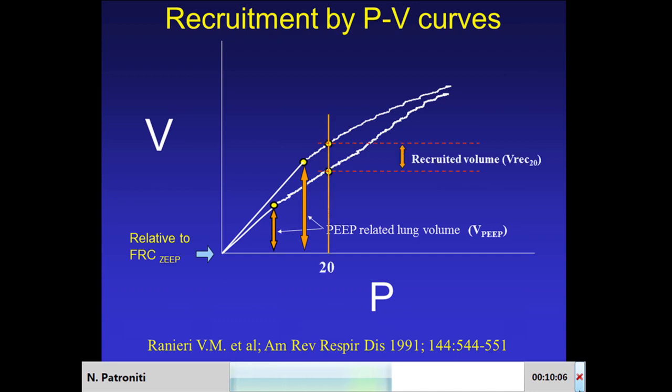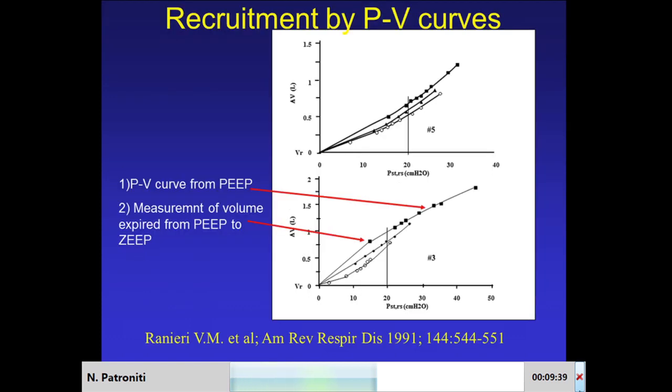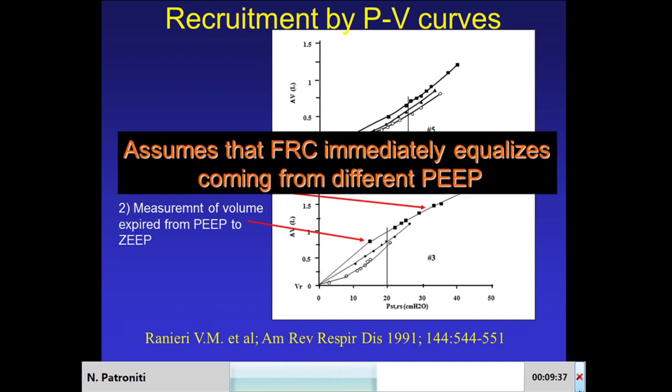You choose a pressure, very popular 18, 20, and the recruitment is the volume shift at the same pressure between the two curves. This was recruitment, and many studies and many papers have used this system, and we have learned a lot from that. But I was not comfortable with one point: basically what you do is to assume that when you disconnect the ventilator from the PIP, you lose all the alveoli you have recruited.